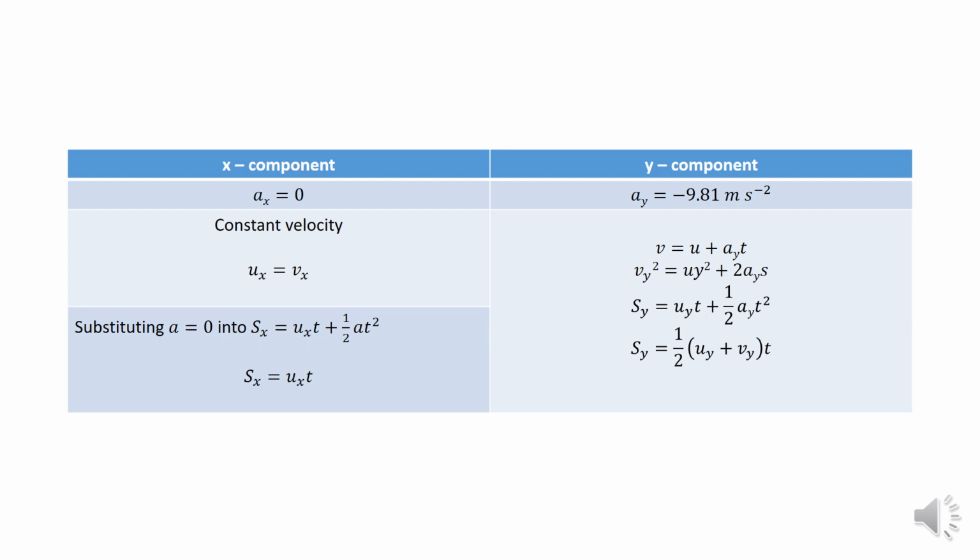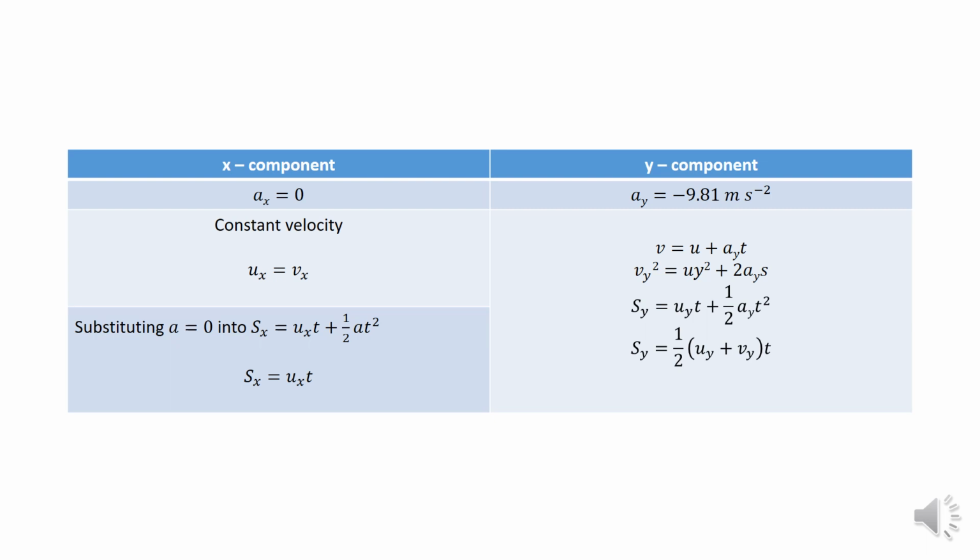And if you substitute acceleration equals 0 into the kinematic equation, Sx equals uxt plus half axt squared, because acceleration equals 0, this part would be 0 as well. So you are left with just Sx equals uxt. So this is what you need to know for x component, which is essentially governed by ax equals 0.